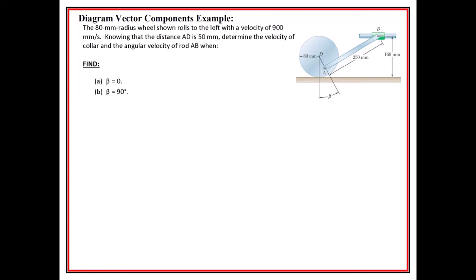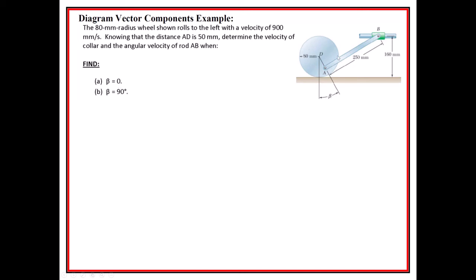And we know these lengths of things. They say AD, so that's the position between this point and that center is 50 millimeters, whereas the radius of this is 80 millimeters. And they want to determine the velocity of this collar and the angular velocity of the rod AB. The first scenario they have is this beta. This right here is going to be 0.